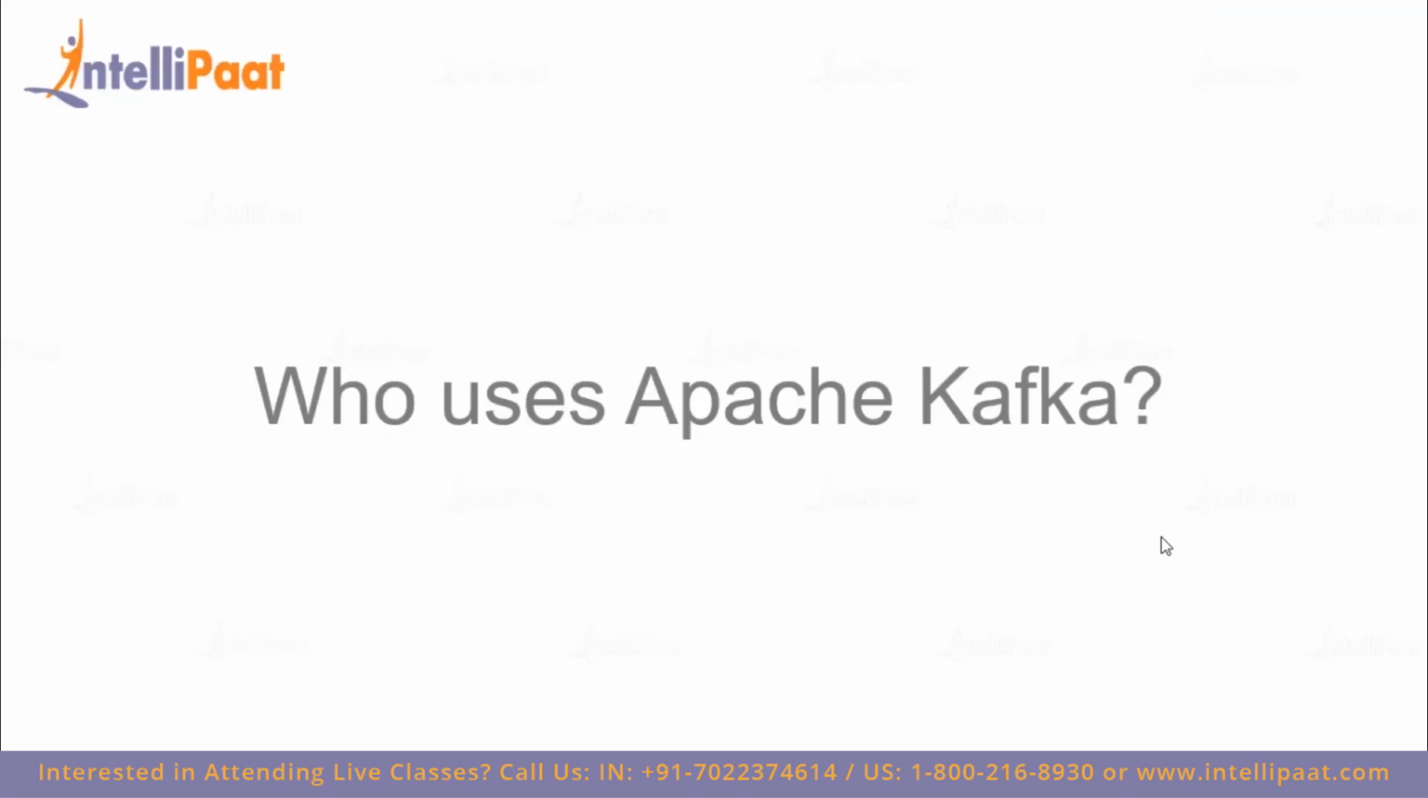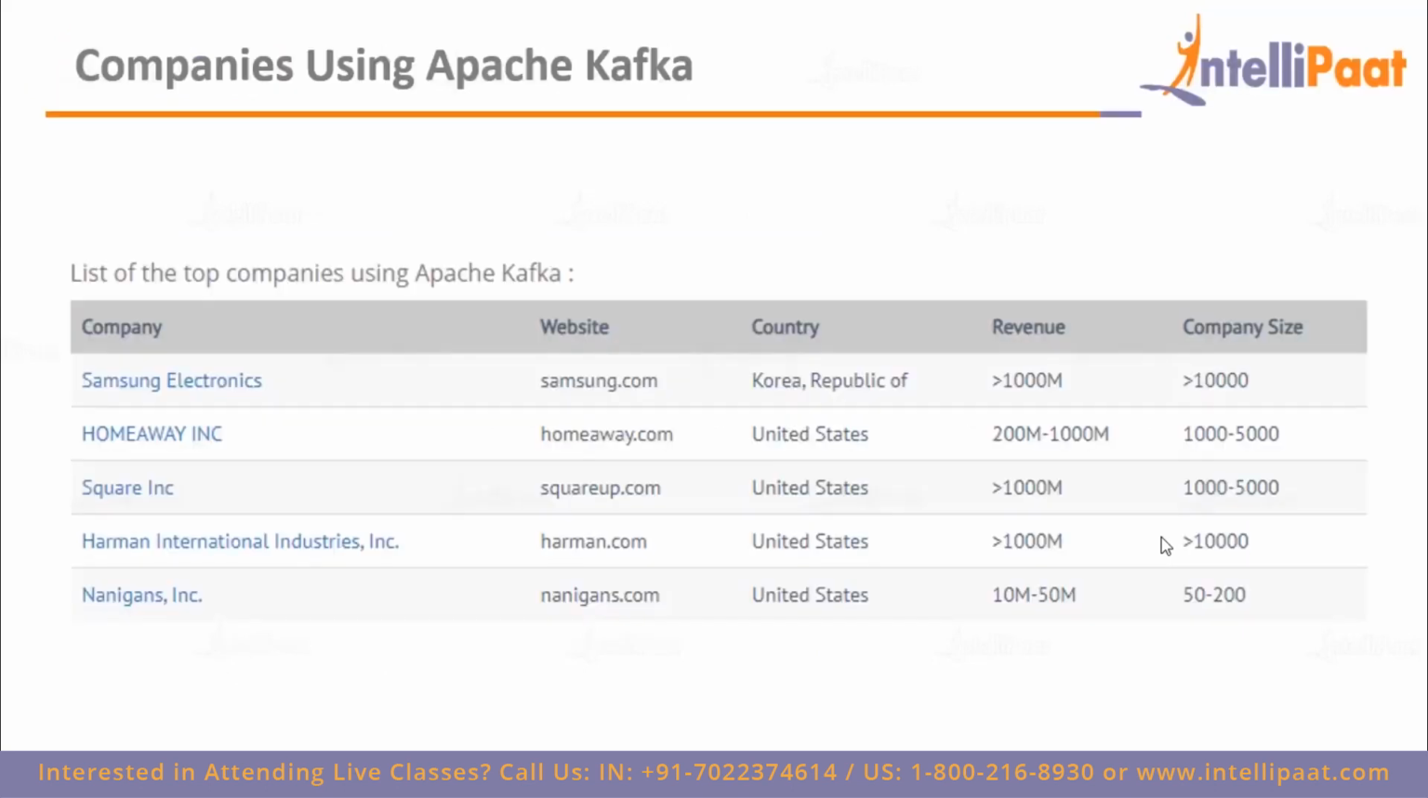Now let's look at some of the top companies which are using Apache Kafka. So these are all the top companies. We've got Samsung Electronics, Homebase, Square Incorporation, Herman International Industries, and Nanigans Incorporation. These are all top companies which are using Apache Kafka for distributed processing and distributed synchronization.